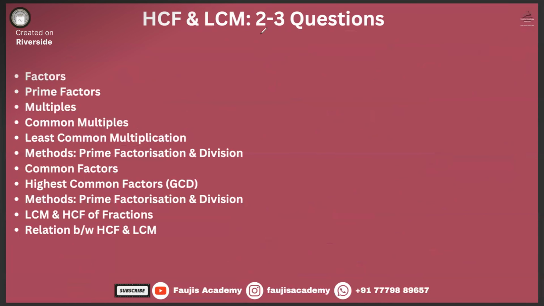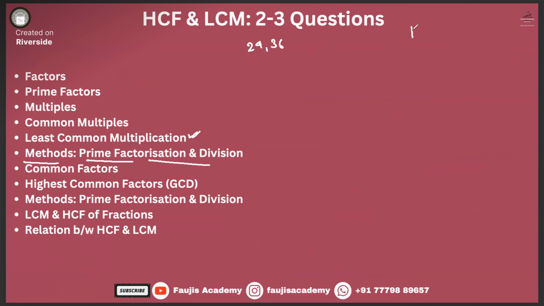Let me erase the book. So we were working with two numbers, 24 and 36, right? All of you understood what is the least common multiplication? Now we'll talk a little bit about the methods of finding LCM. So there are two methods.